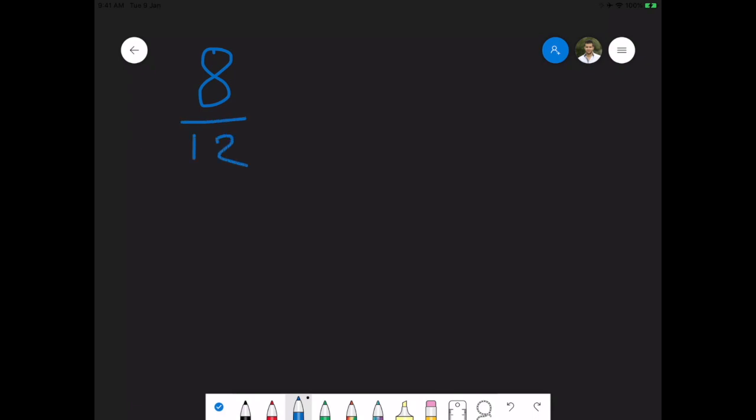In order to simplify this fraction, we need to think of the greatest common factor between the numerator and denominator. In this situation, that is 8 and 12. So we're going to take these numbers separately. Let's start with 8 and think of the factors of 8.